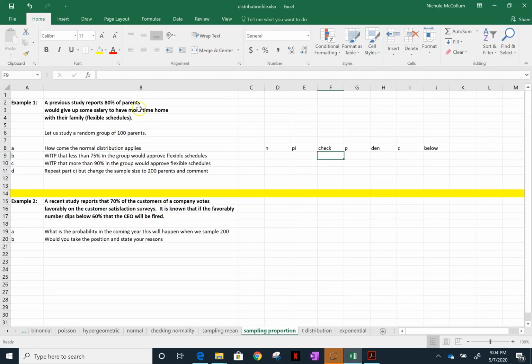So first, a previous study reports 80% of parents would give up some salary to have more time home with their family. This is known as flexible schedules. So let us study a random group of 100 parents.